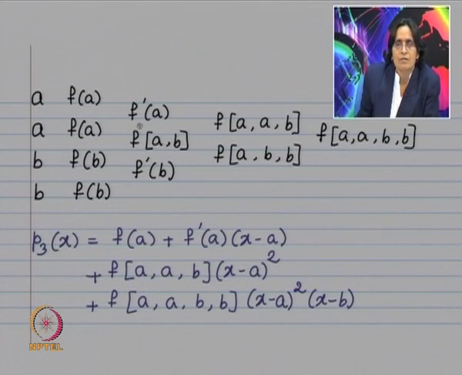Once we prepare such a divided difference table, then P3(x) is f(A) plus f'(A) into (x minus A), plus f[A,A,B] (x minus A) squared, and f[A,A,B,B] (x minus A) squared (x minus B). This term corresponds to (x minus x0)(x minus x1). Our x0 is equal to x1 is equal to A.